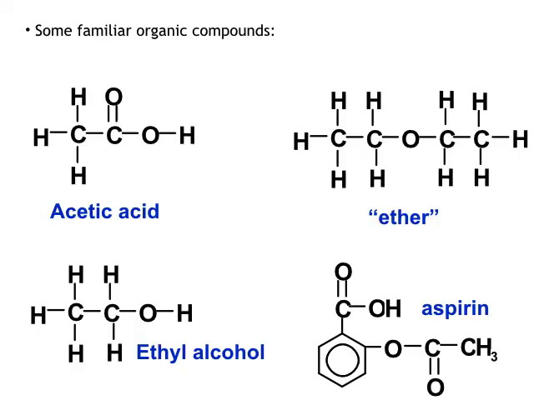Here are some familiar organic compounds. We have acetic acid, ether, ethyl alcohol, and aspirin. If you notice, all the carbons have four bonds around them. You will never see an organic compound with carbon having five bonds around it. We'll also be looking at carbons with three bonds and two bonds in the laboratory, but they are not stable.